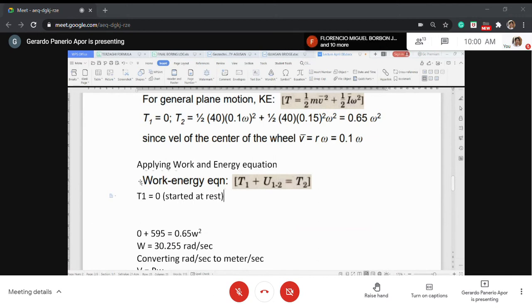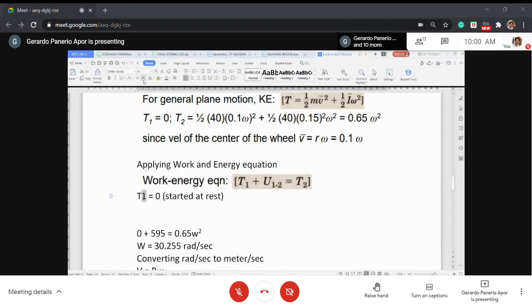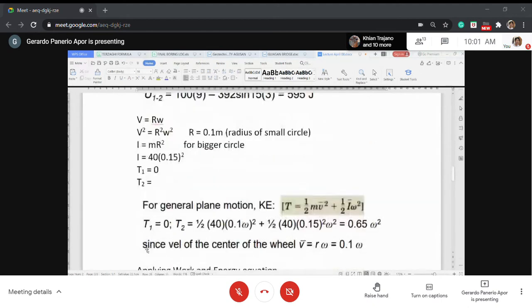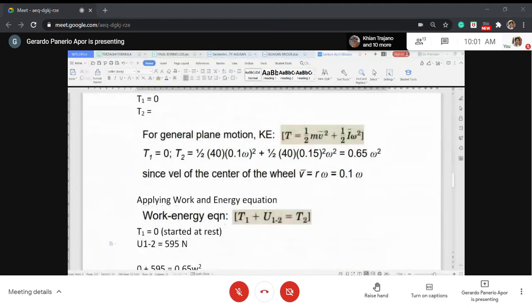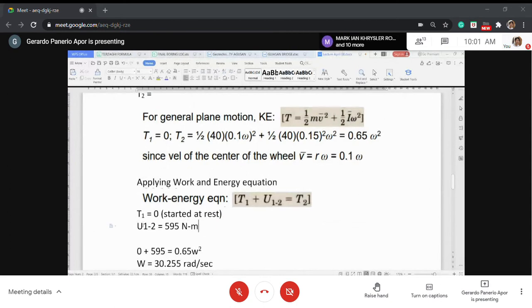Okay. So that's one. And U12 is equal to 595 joules, or that is Newton meter. So this is the work done from point 1 to point 2.